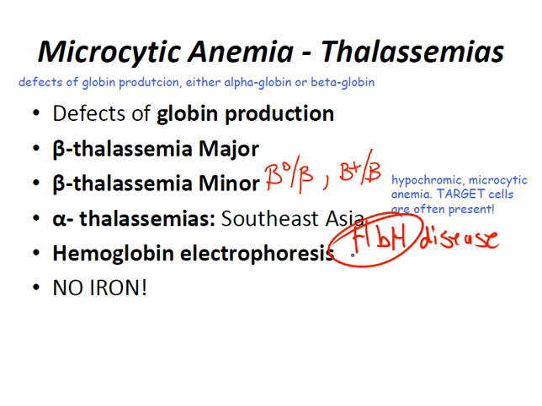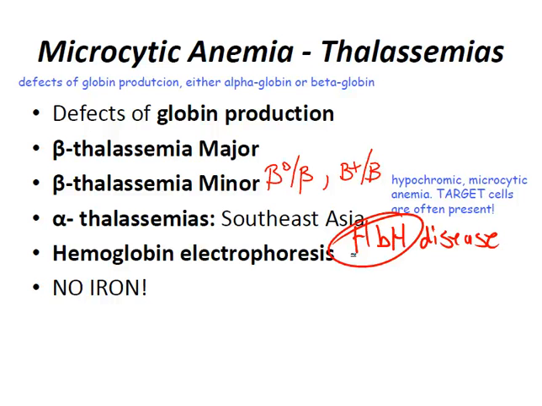Hemoglobin H disease. Chronic hemolytic anemia with episodes of severe anemia or pallor. You can have excess beta chains that aggregate, resulting in extravascular hemolysis. So that could be clinically similar to beta thalassemia minor.